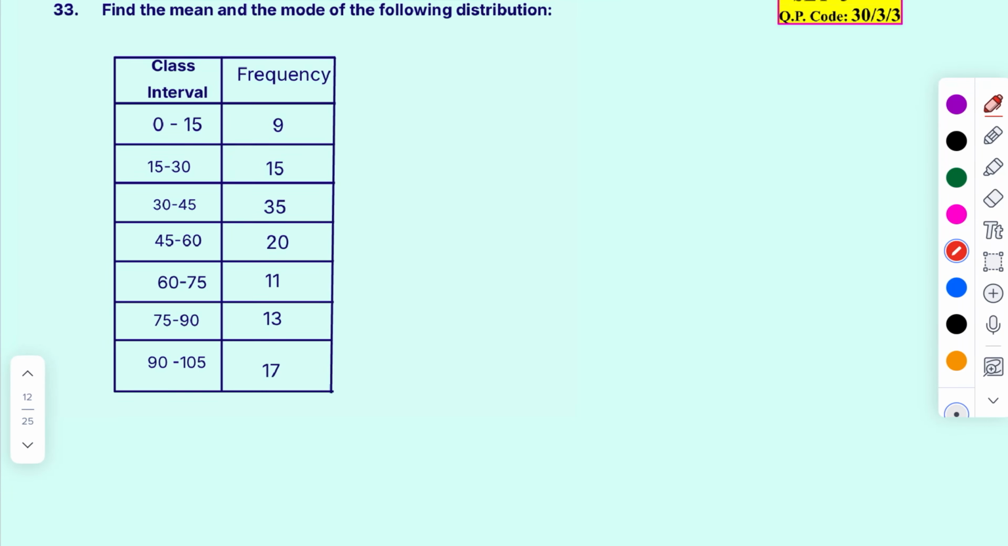Find the mean and mode of the following distribution. Here the class intervals and their corresponding frequencies are given. We have to find out the mean and mode of this distribution.